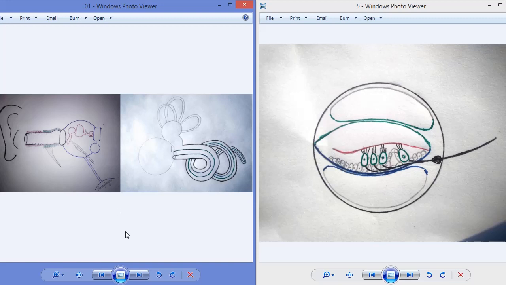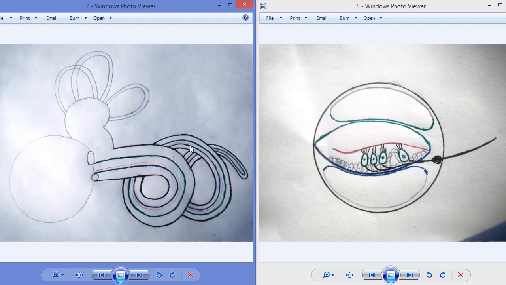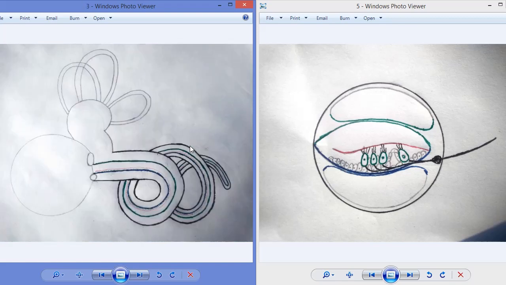For example, focus on this diagram. In this diagram we can see that the sound waves which go through the external acoustic meatus are transferred to the tympanic membrane. From the tympanic membrane, the sound waves are transferred to the malleus, from the malleus to the incus, and from the incus to the stapes. From the stapes, vibration is transferred to the oval window. From the oval window, this vibration is transferred to the perilymph.